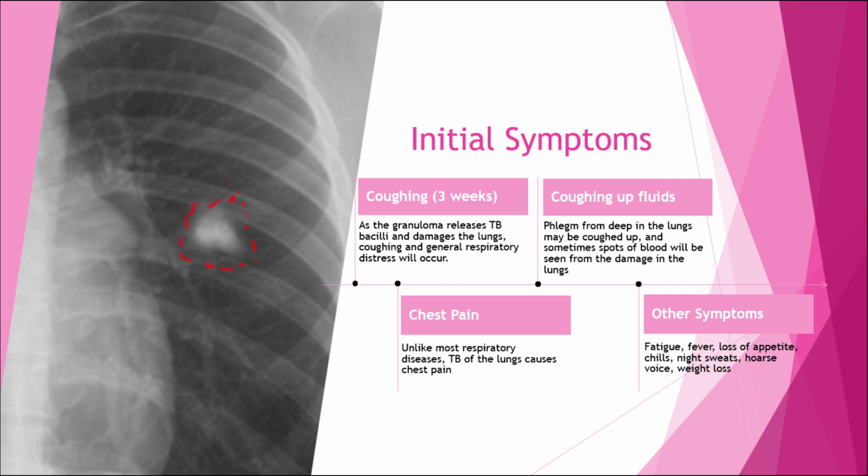Initial symptoms of an active TB infection typically look like coughing that lasts for at least 3 weeks as the granuloma releases TB bacilli and damages the lungs, coughing up of fluids such as phlegm and spots of blood, chest pain, and other symptoms such as fatigue, fever, loss of appetite, chills, night sweats, hoarseness of voice, and weight loss. Keep in mind that active tuberculosis infections in other organs of the body will show other symptoms. These are often difficult to predict, as tuberculosis can land in many different organs.